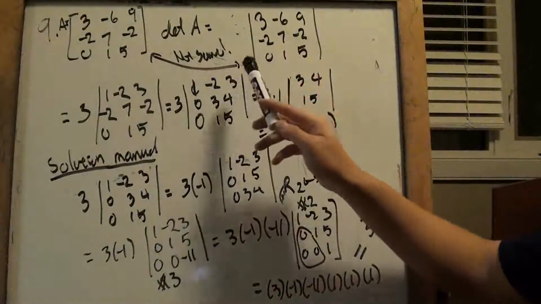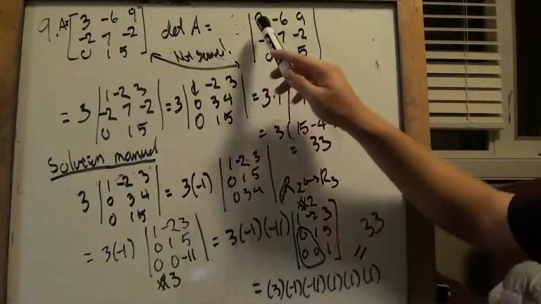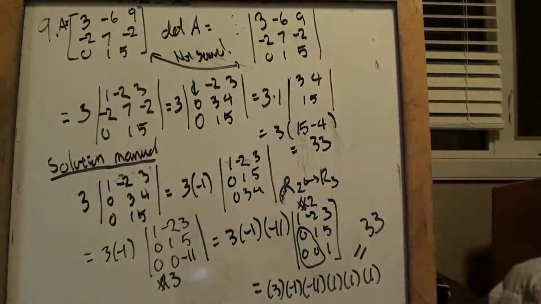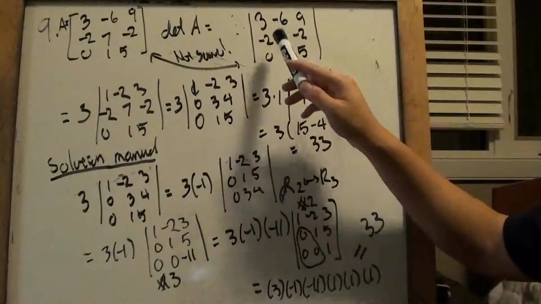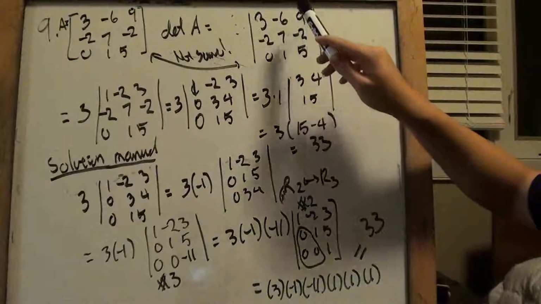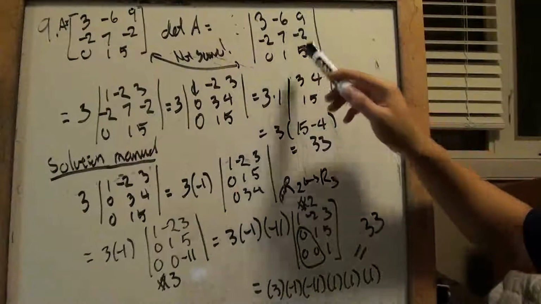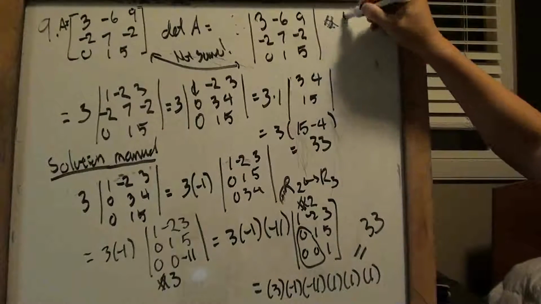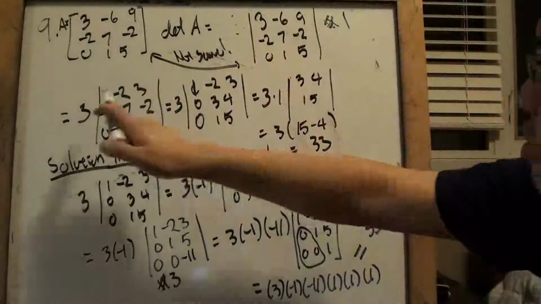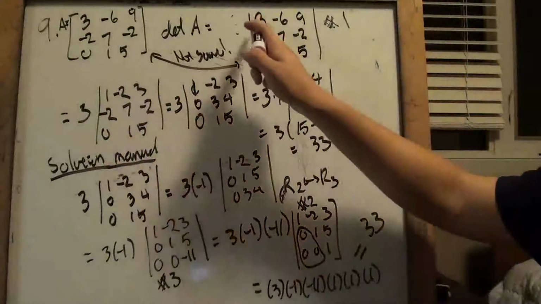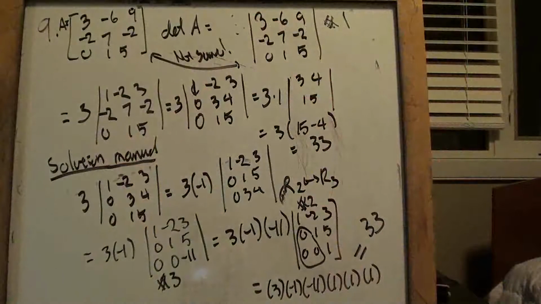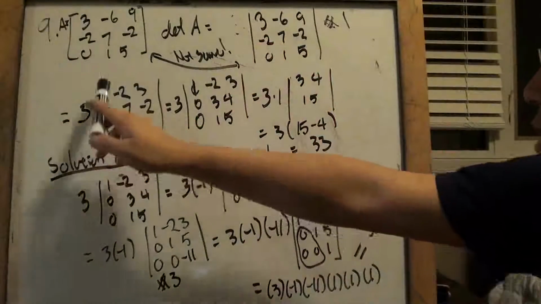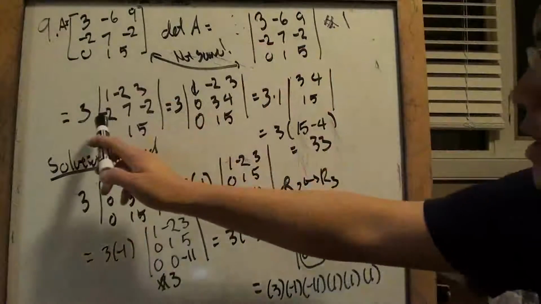Anyways, so this was my solution. I noticed that this nice 3, negative 6, and 9 really stood out. I wanted to take a factor of 3 out of the first row. Remember, if it's k times a row, then it's going to be k times the determinant of its matrix. So 3 times the determinant of the matrix. Go back to number 1, but that's what I did.